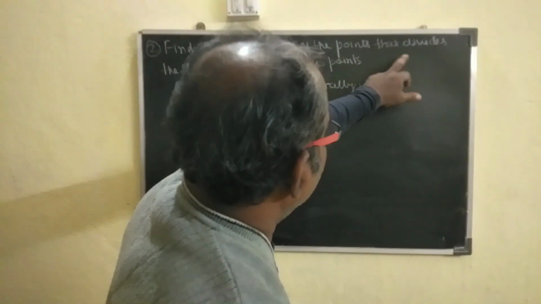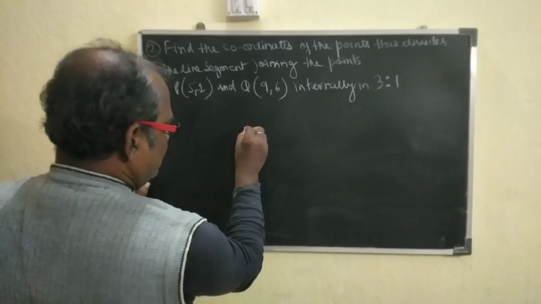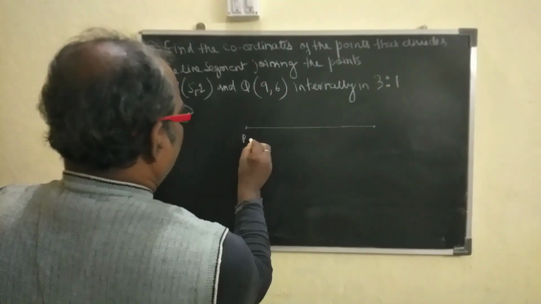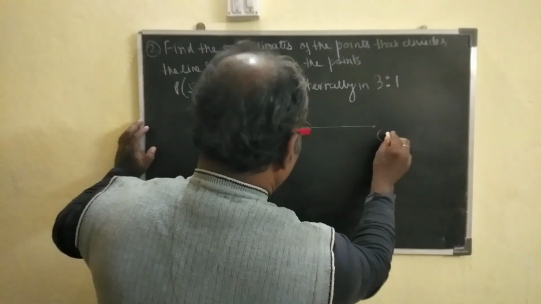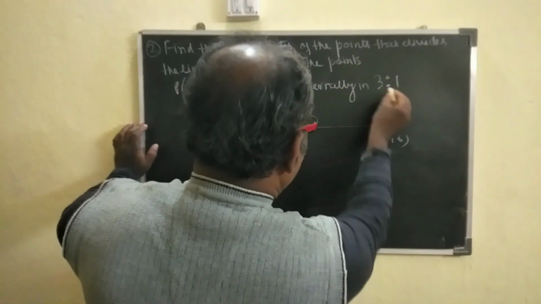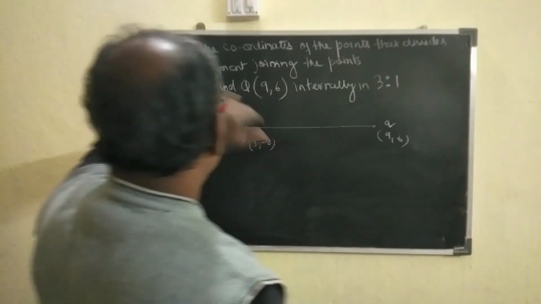Find the coordinates of the points that divide the line segment joining the points P (5, -2) and Q (9, 6) internally in the 3:1 ratio.